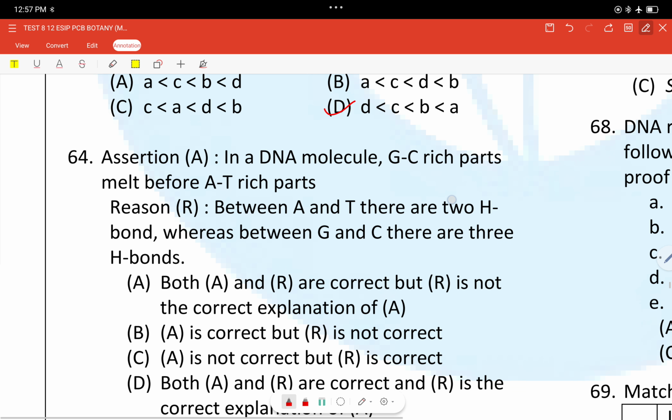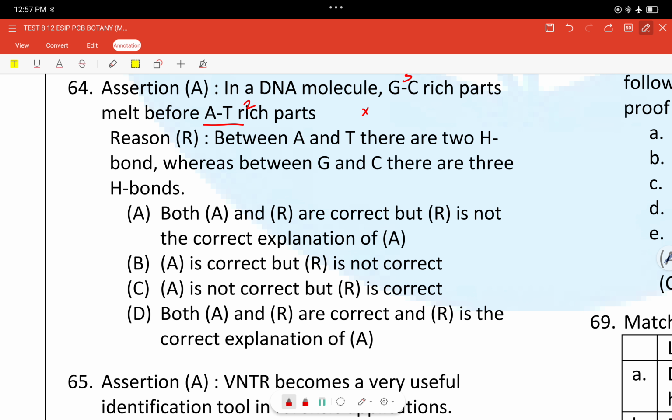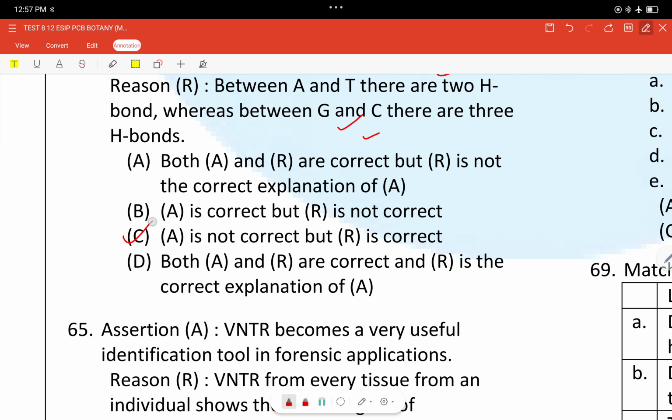In a DNA molecule, GC-rich parts melt before the AT-rich parts. AT-rich regions have only 2 hydrogen bonds. GC regions have 3 hydrogen bonds, which is a stronger region. So this assertion is incorrect. Between A and T there are 2 hydrogen bonds, correct, and between G and C there are 3 hydrogen bonds, that is also correct. So the reason is correct, the assertion is not correct. Answer is C.